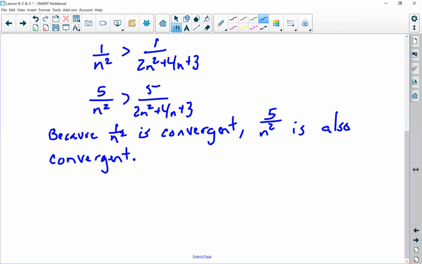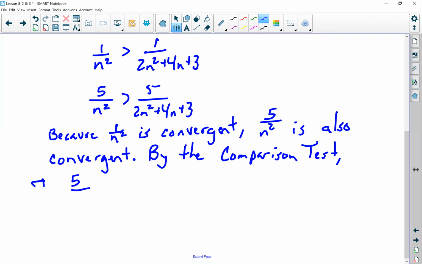Then I can say by the comparison test, the series, n goes from 1 to infinity, of 5 over 2n squared plus 4n plus 3 is convergent.